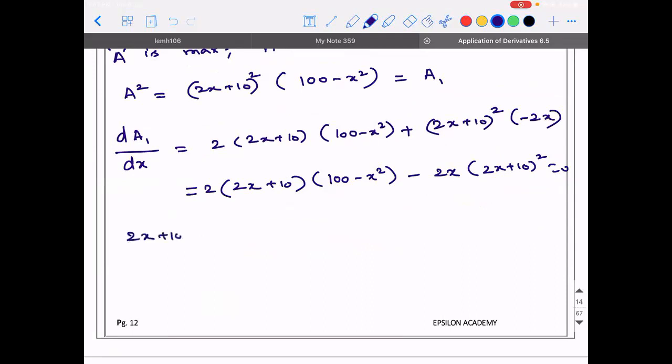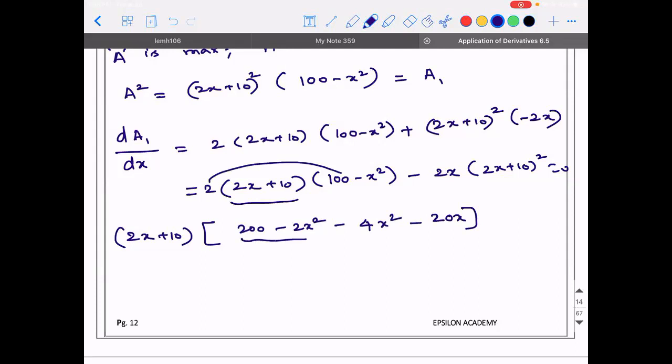So I can take 2x plus 10 outside. So I'll have 200 minus 2x square minus... Sir, I'm getting x as 5, sir. Let me check. So let's see. You understood what I did? I took 2x plus 10 outside. This 2 multiplied with 100 minus x square is 200 minus 2x square, minus, here there is a 2x plus 10 that is left out. So you have 4x square minus 20x.